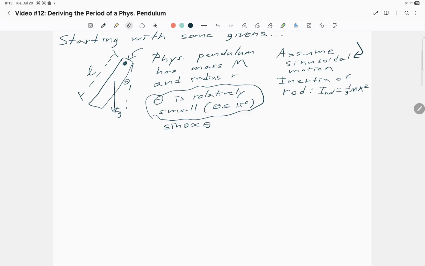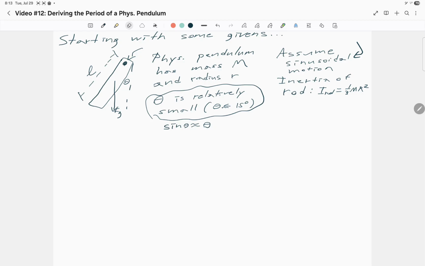Okay, starting with some givens. We're dealing with a physical pendulum of mass m and radius r, in length L, but we don't really care about the length. We're mainly concerned about half of the length, which is the radius. This rod is attached to a pivot. We're assuming that pivot has no friction, so there won't be any external torques or forces going on here. That pivot is at the rod's end, so the rod is going to be rotated around that pivot.